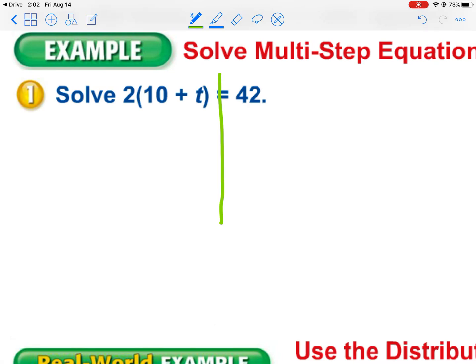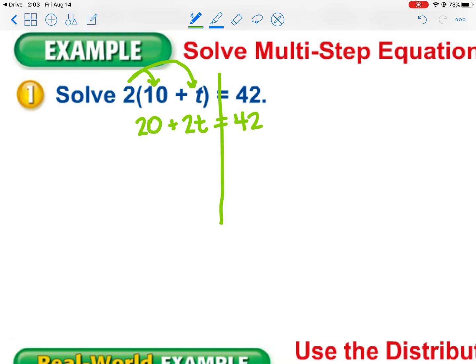So first I need to distribute this 2 into the parentheses. Each piece inside the parentheses is going to be multiplied by 2. So I have 2 times 10, which is 20, plus 2 times t, which is 2t. So I have 20 plus 2t as the result of the distributive property. So now my equation is 20 plus 2t equals 42.